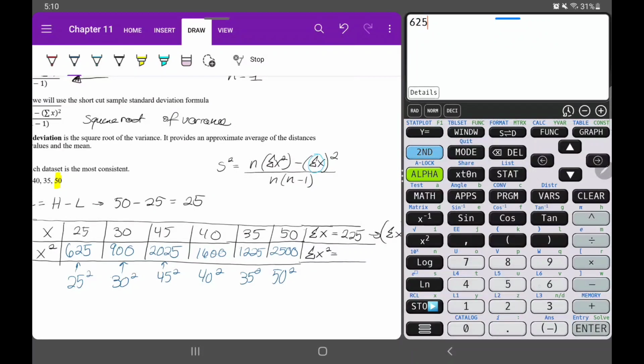So 625 plus 900 plus 2025 plus 1600 plus 1225 plus 2500. We add that up, we receive 8875.